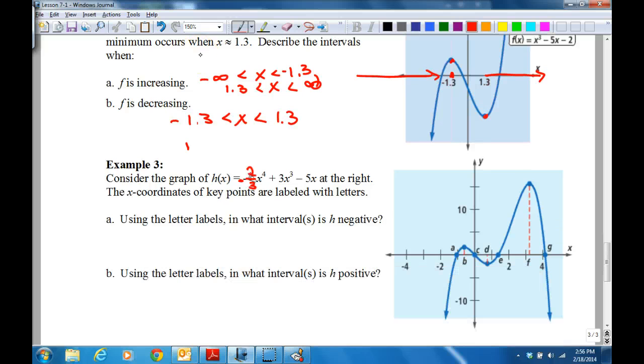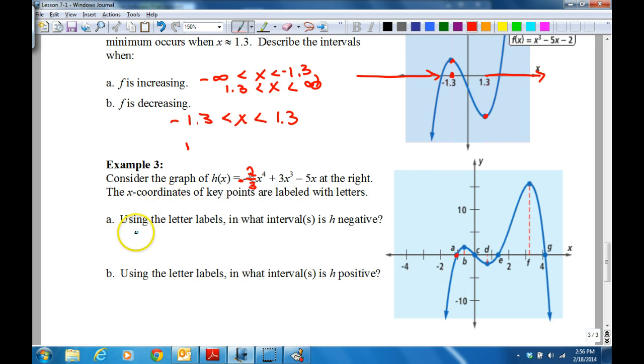This one says consider the graph of negative 2/3 x to the fourth plus 3x to the third minus 5x. And here's the graph over here. Using letter labels, in which interval is h negative? Okay? So, when is h negative? Wait, in terms of x or what? So, when is the y value negative, in intervals of x? Yeah, intervals of x.